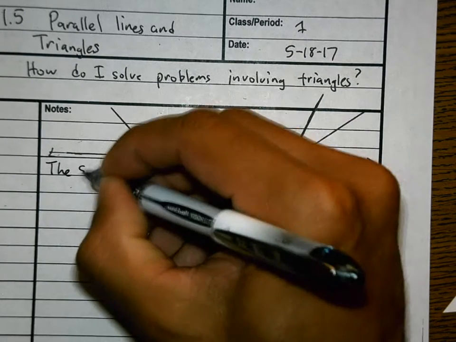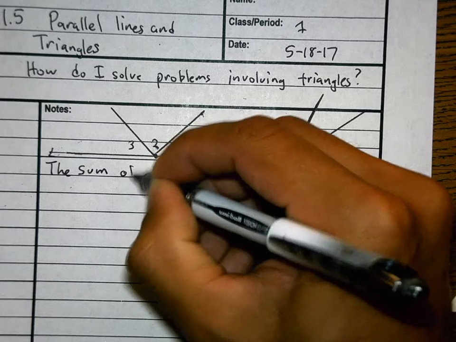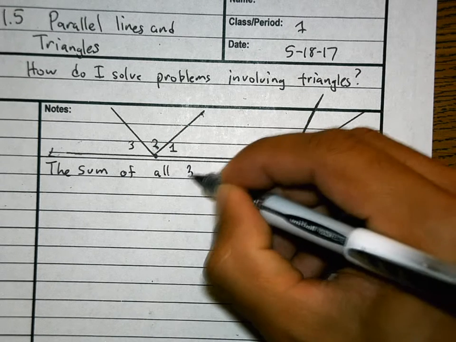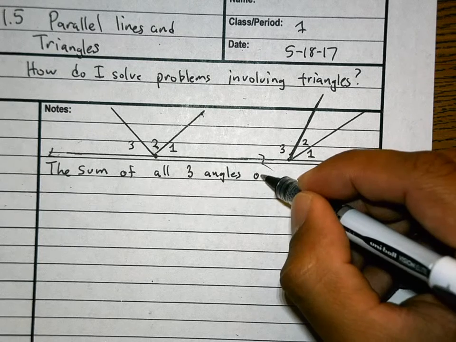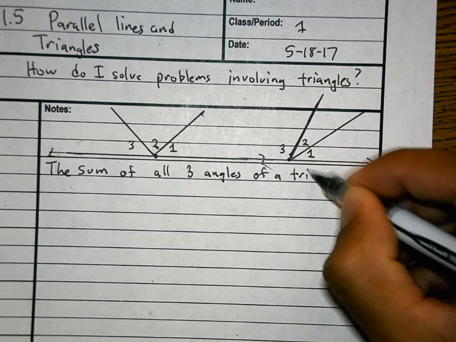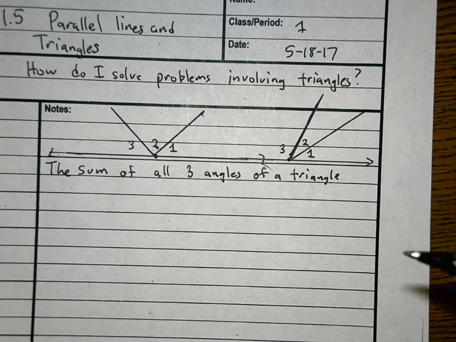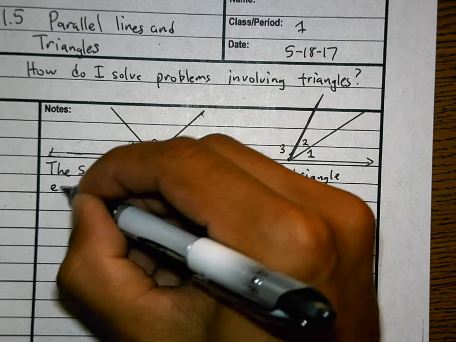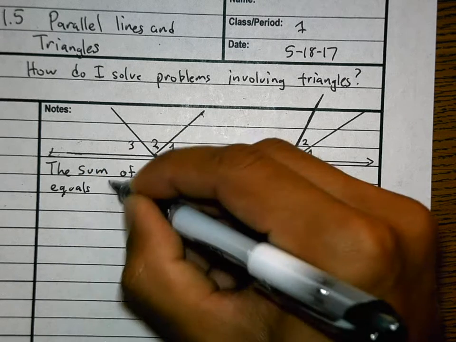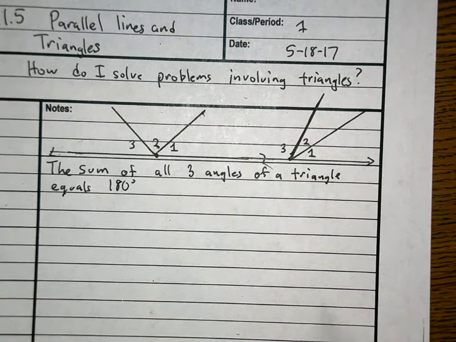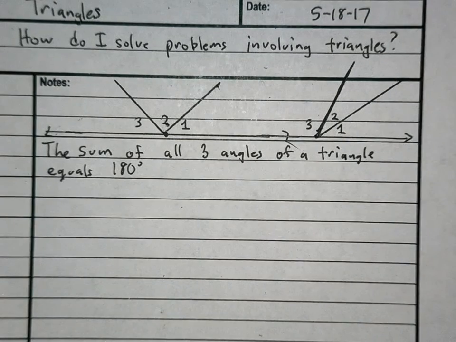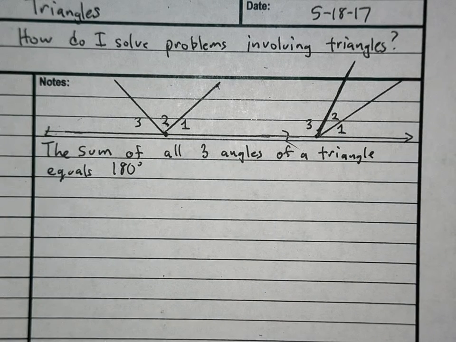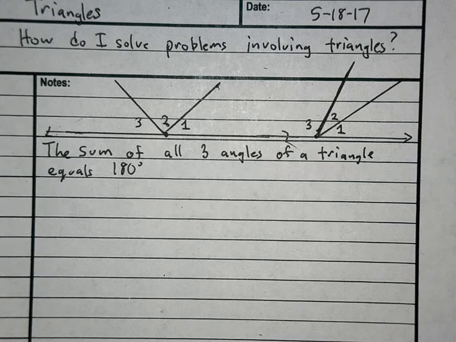The sum of all 3 angles of a triangle equals 180 degrees. I'm going to zoom in just a little bit more. The sum of all 3 angles of a triangle equals 180 degrees.